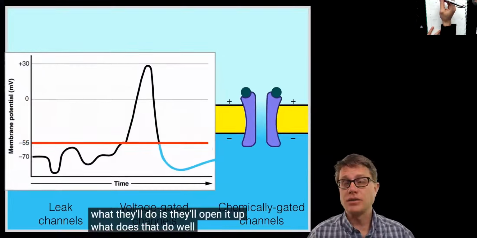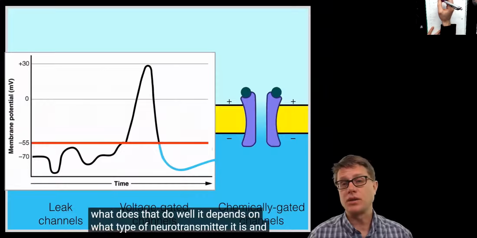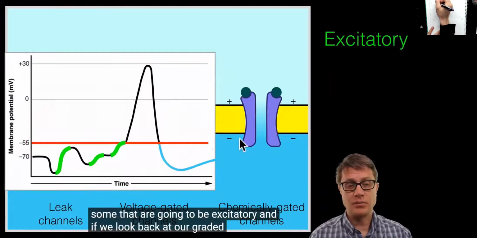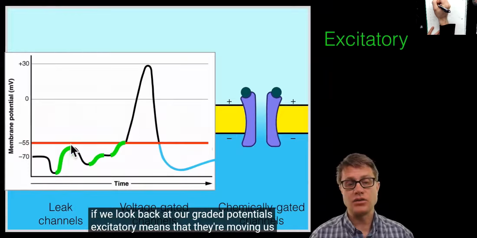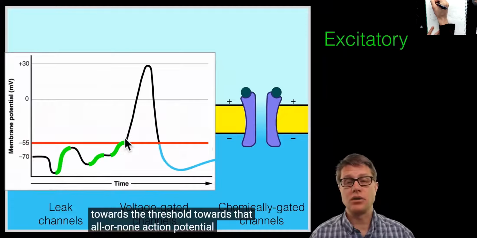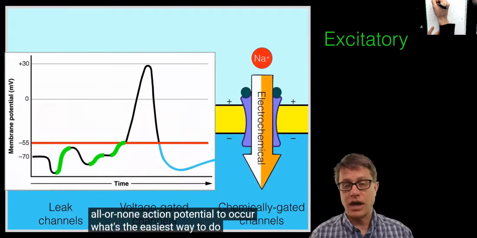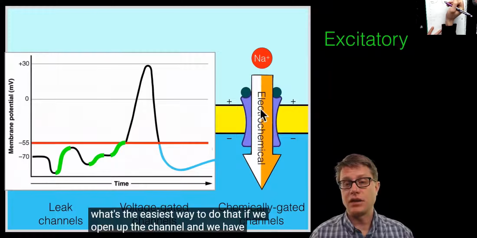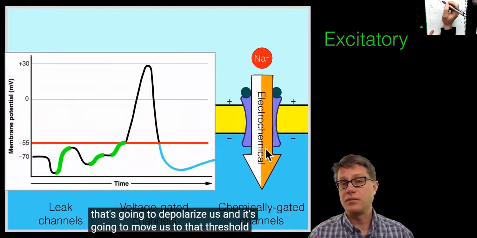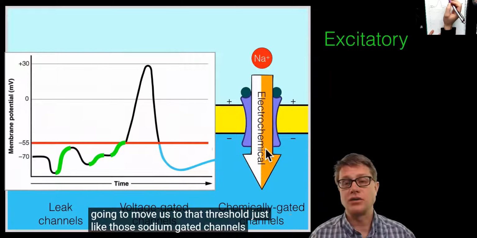What does that do? Well, it depends on what type of neurotransmitter it is and what type of receptor it is. There are some that are going to be excitatory. And if we look back at our graded potentials, excitatory means that they're moving us towards the threshold, towards that all or none action potential to occur. What's the easiest way to do that? If we open up the channel and we have a channel that allows sodium to run in, that's going to depolarize us and it's going to move us to that threshold, just like those sodium-gated channels are going to do.